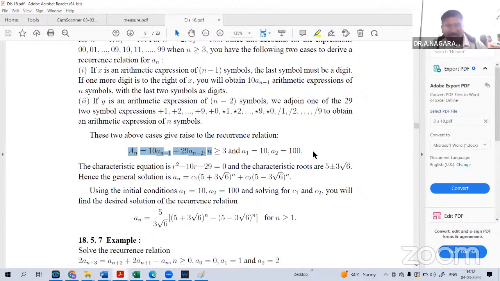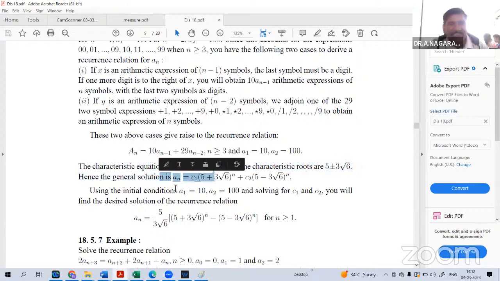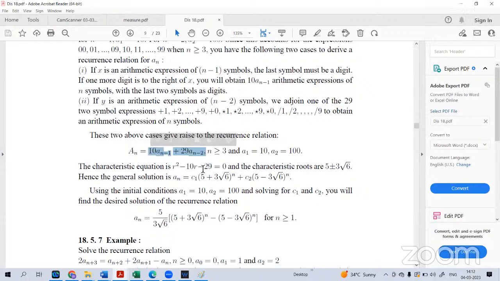Now we'll continue. a_n equal to 10a_{n-1} plus 29a_{n-2}, and a_1 equal to 10 and a_2 equal to 1. So this equation I can write like this: the left side terms I am sending to the right side, these two. Here r squared minus 10r minus 29 equal to 0.